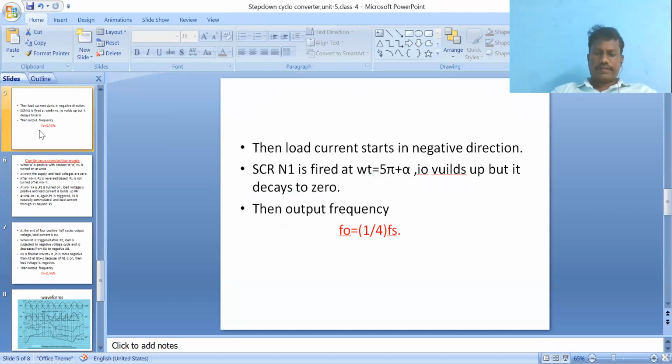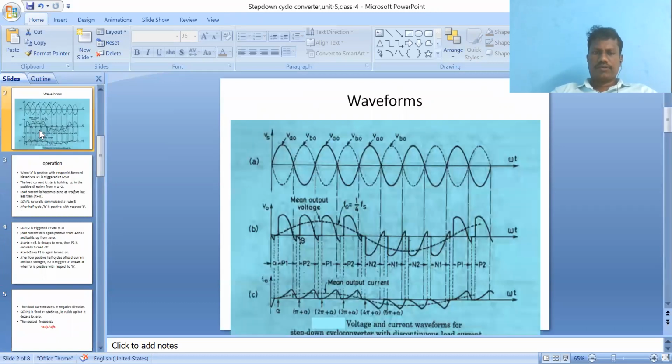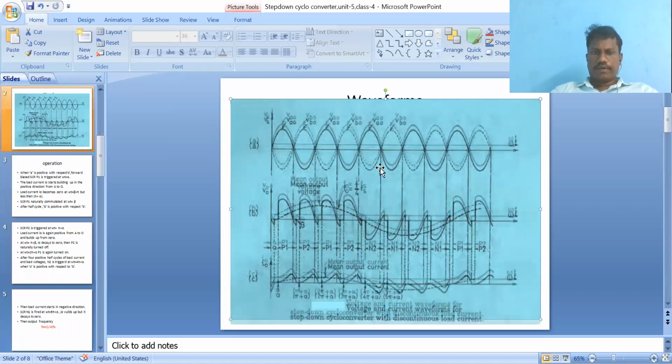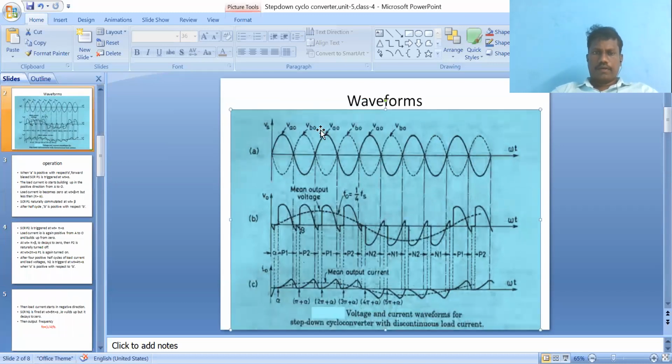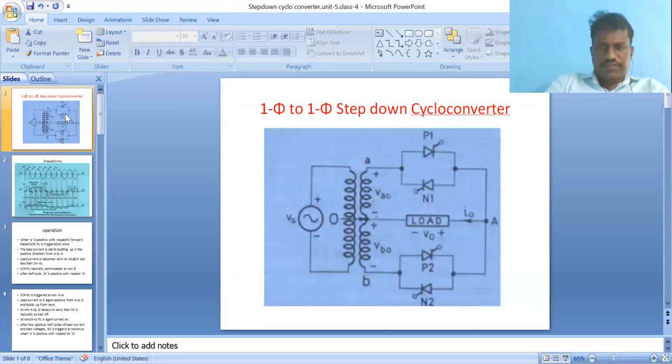Okay, so like that they explain. So let us take first one by one. So it is a diagram. Let us take first one by one.